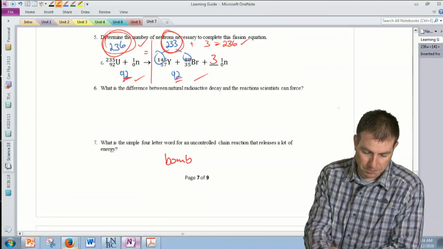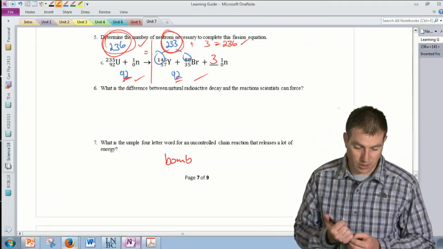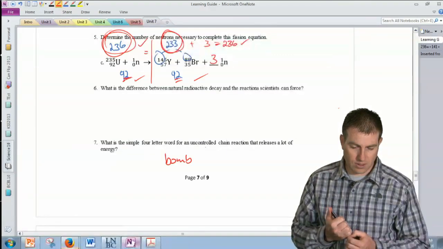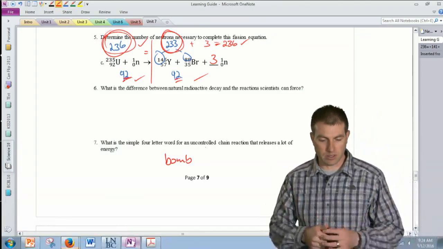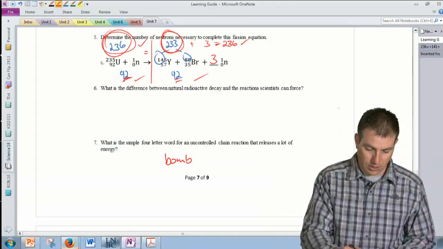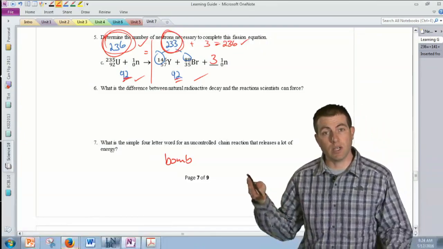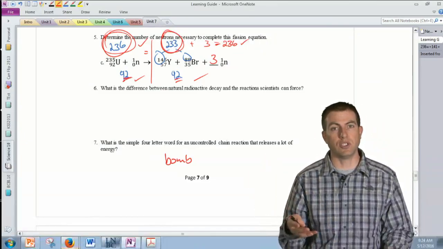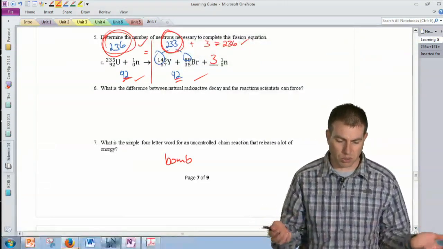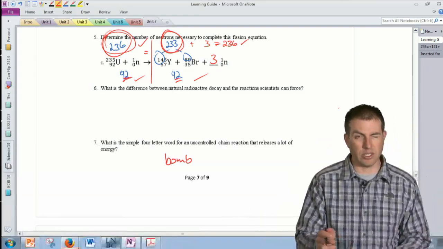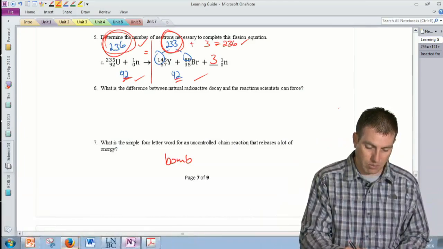But bomb makes sense. If we have an uncontrolled chain reaction that releases a lot of energy, that's an explosion, but that's more than 4 letters. So I'm not really sure what that question is getting at. But if you get to the end and had to look it up, then that's fine. I guess the question is trying to get the idea that if you have a controlled chain reaction, that's what we use to generate electricity, power. An uncontrolled chain reaction will lead to an explosion. It probably is in reference to something in the notes, but I can't be sure.